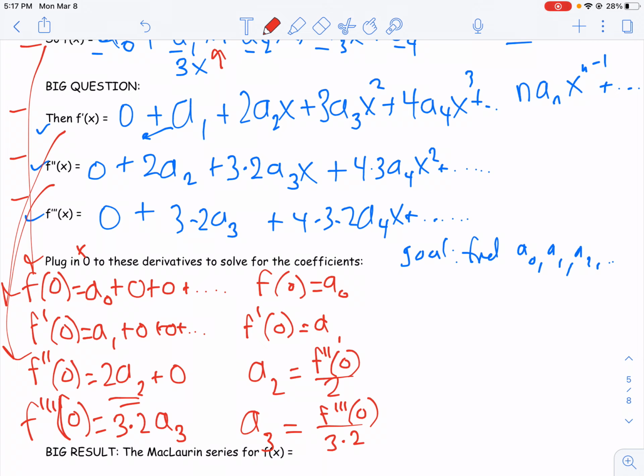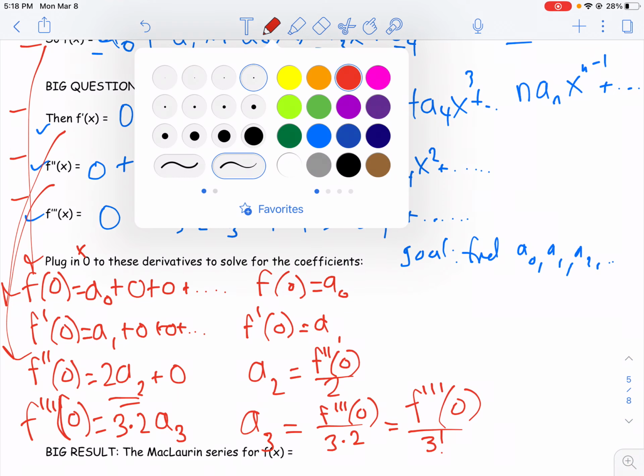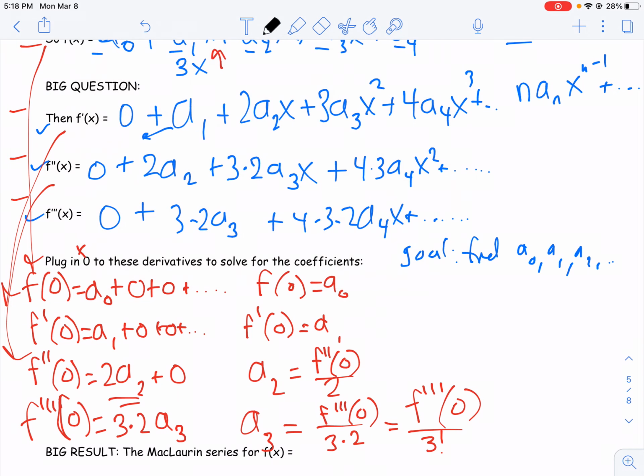Is there another way I could write 3 times 2? Well, you might say 6, and you're not wrong, but the better answer is 3 factorial, right? 3 times 2 times 1 is just 6. So you can write the third coefficient as the third derivative over 3 factorial. And that's actually true on all these, right? The second coefficient is the second derivative over 2 factorial. The first one is over 1 factorial. The 0th one's even over 0 factorial because 0 factorial is just 1.